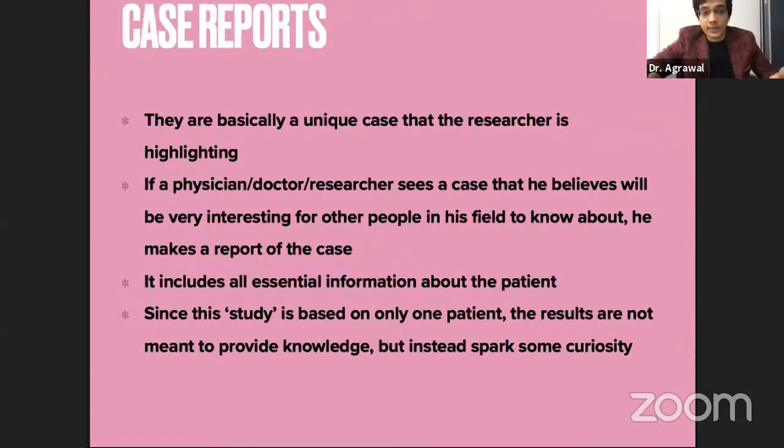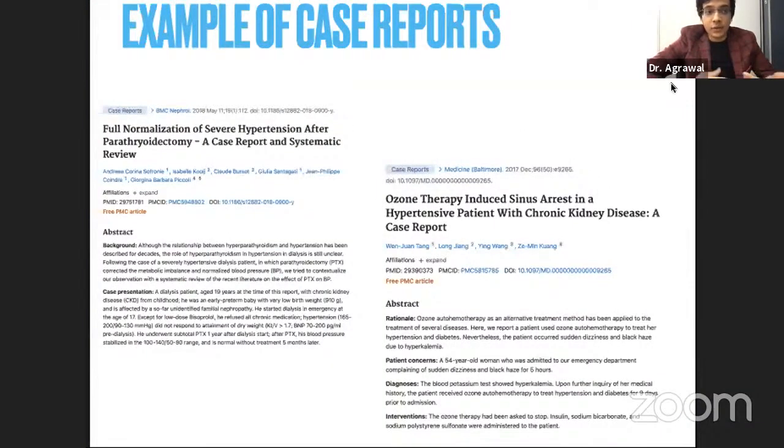Then you have something called case reports. They're basically unique cases that a researcher is highlighting. If a physician, doctor, or researcher sees a case that he believes to be very interesting for other people in his field to know about, he makes a report of a case. It includes all essential information about the patient. Since the study is based on only one patient, the results are not meant to provide knowledge, but instead spark some curiosity, right? The example is the full normalization of severe hypertension after parathyroidectomy.